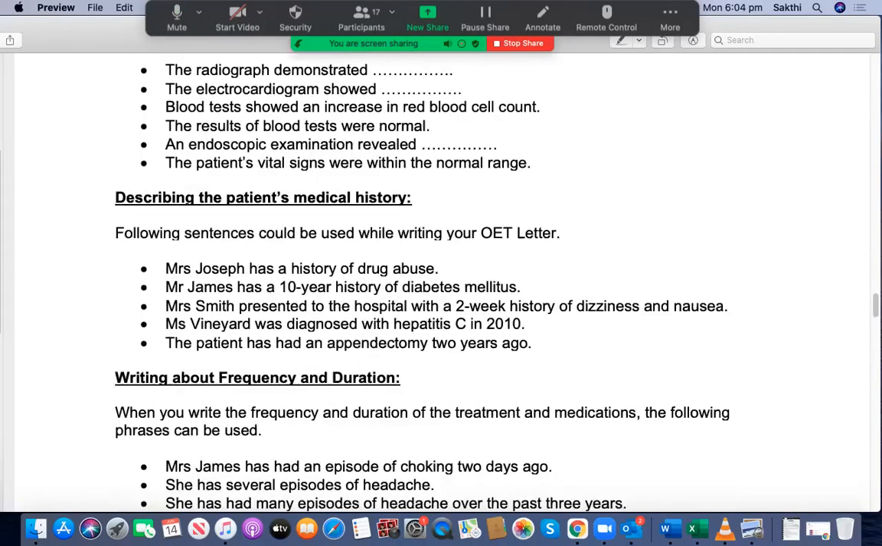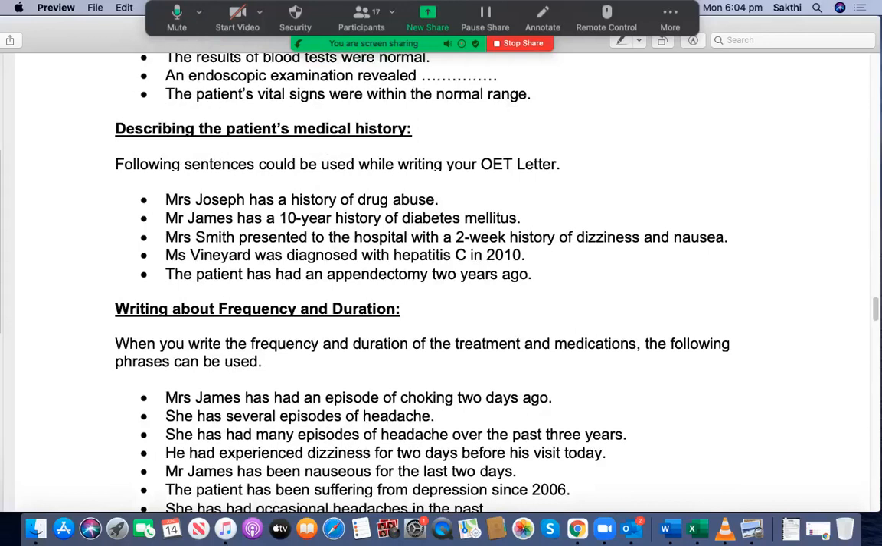Okay. When you describe the patient's medical history, the following sentences could be of great help. You have to use "a history of." Remember that, don't write down the sentences without this article. You have to use an article here. Mrs. Joseph has a history of drug abuse. All right. Mr. James has a 10-year history of diabetes mellitus. You need to use "a" because "a" is an article that needs to be used with the history.